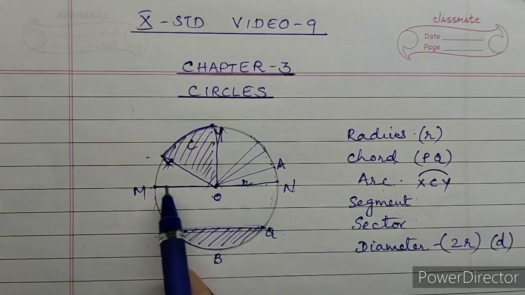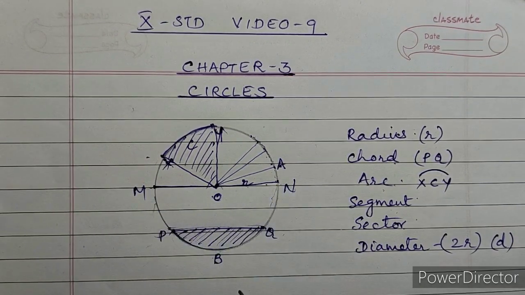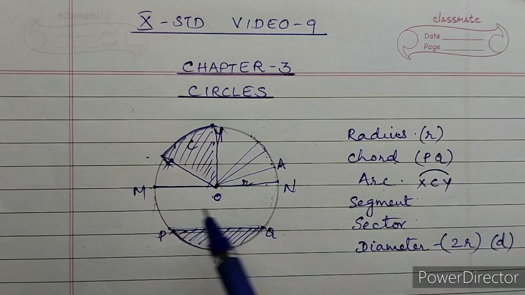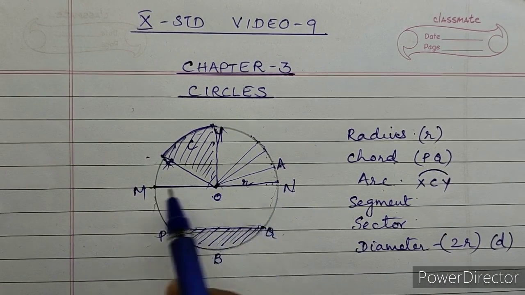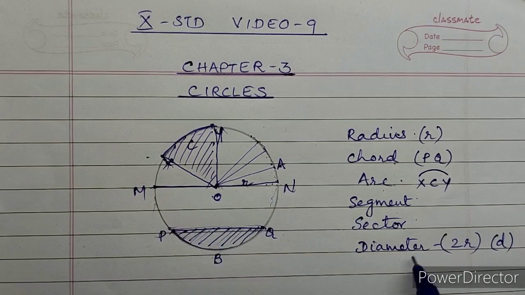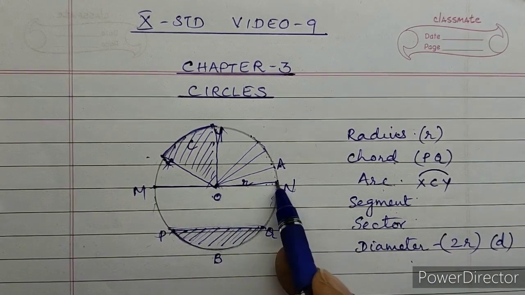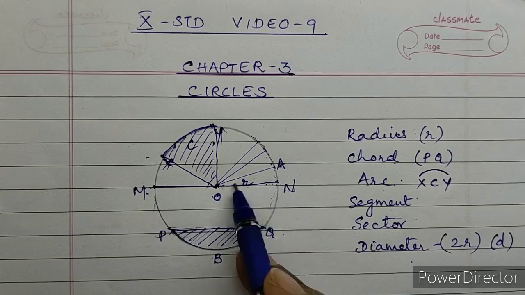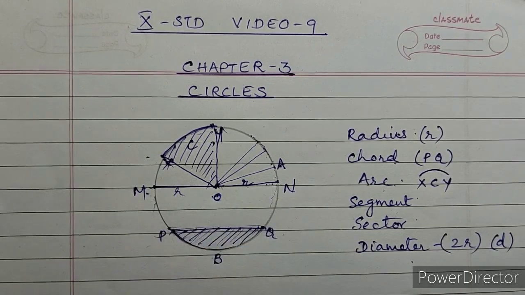This is also a chord. Chord means any two points if you join that line segment, you will call it as chord. So MN is a chord, but it is passing through the center of the circle. So MN is the diameter here. It is double the radius, 2 times. Here also one radius, here also. So 2 times radius. That will be the length of the diameter.